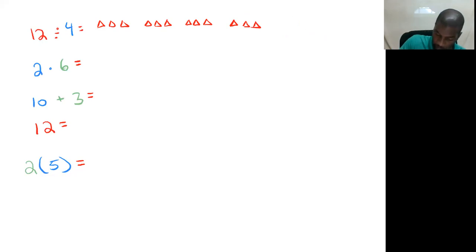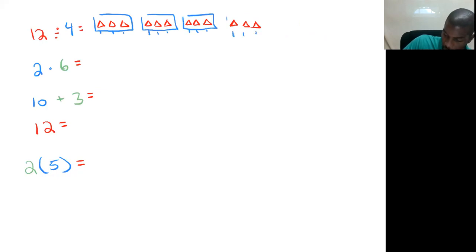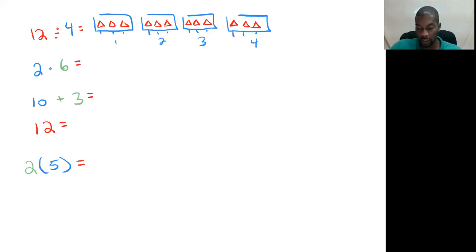Well, let's do it. Here is 1, 2, 3. Here's 1, 2, 3. 1, 2, 3. 1, 2, 3. Do I have 4 groups? I have 1 group here, 2 groups here, 3 groups, 4 groups. 12 have been divided into 4. 12 divided by 4 is 3. 3 in each group.